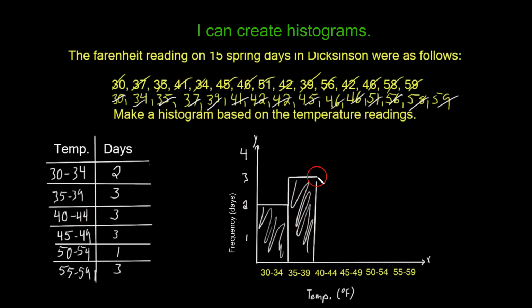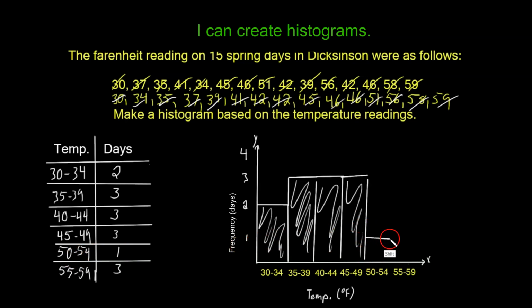From 40 to 44, there were 3 days as well. Again, we can fill that in. From 45 to 49, once again, there were 3 days. So we go up to 3 and over, fill it in. From 50 to 54, there was only 1 day, so we're going to go right here at 1 and down and fill it in. And from 55 to 59, we went back up to 3 days again.